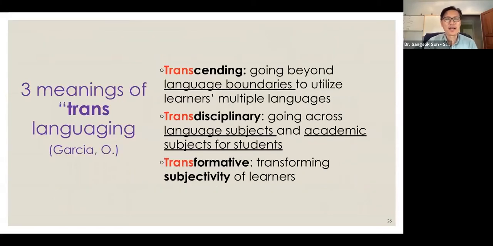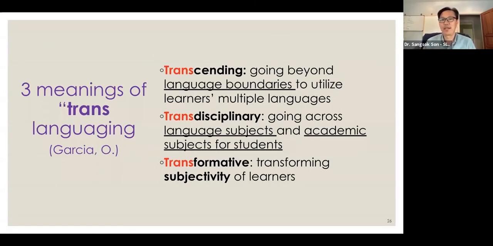And then there are three concepts of trans in translanguaging. First, trans means transcending. They transcend the language boundaries. Second, trans means transdisciplinary. It transcends the language subject and other academic subjects in the content subject, and it transcends between language subject and content subject. And the third, trans means transformative. By translanguaging, they transform who they are, transform their subjectivity.